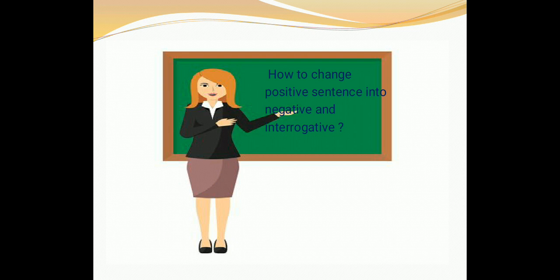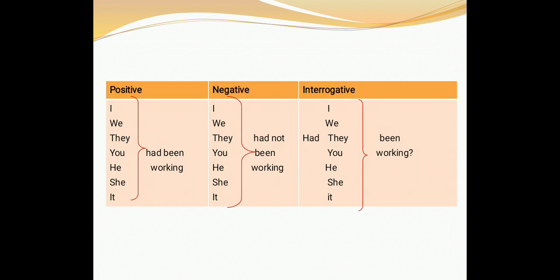Okay, let's learn how to change positive sentence into negative and question form. Let's start from positive form. We use helping verb had been with all kinds of subject like I, we, they, you, he, she, it. It doesn't matter what the subject is. We always use had been and verb plus ing. Let's see examples. I had been working. We had been working. They had been working. You had been working. He had been working. She had been working. It had been working.